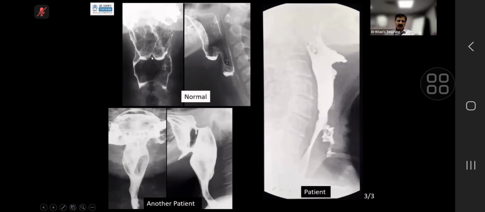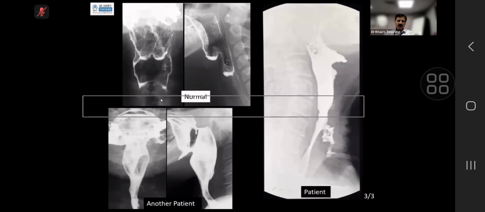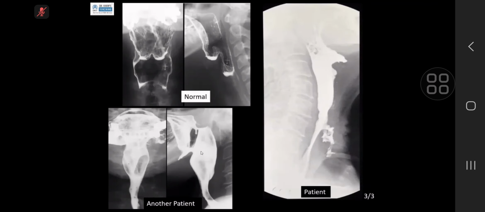Now, this is normal: aryepiglottic fold, valleculae, piriform sinus. Now, what happens? The first key point is that the hyoid bone will not be visible. This is the hyoid bone here, and it is missing here. This is another case. It will give you a featureless, smooth, inverted V-like appearance. That is the key. There are no valleculae, there is no piriform sinus.